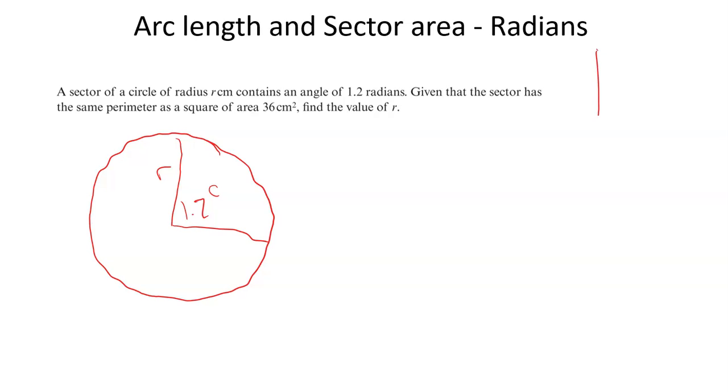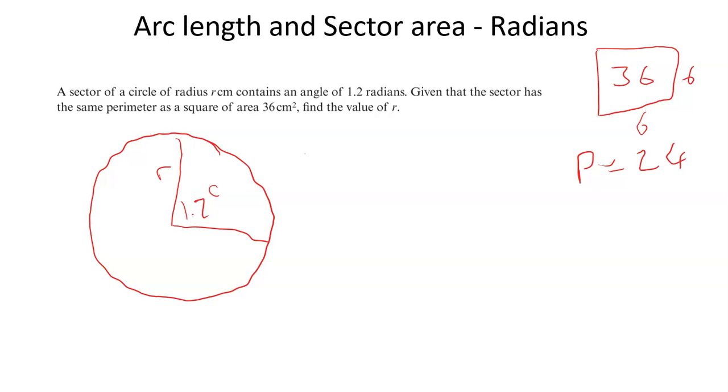Okay, well that's fair enough. A square of area 36 is going to have sides of 6 by 6, because 6 times 6 is 36, which means it's going to have a perimeter of 24. And this tells us that the sector has the same perimeter. Now you've got to be careful, because it hasn't said the arc length, it said the perimeter, which means the arc length plus the radius plus the radius.